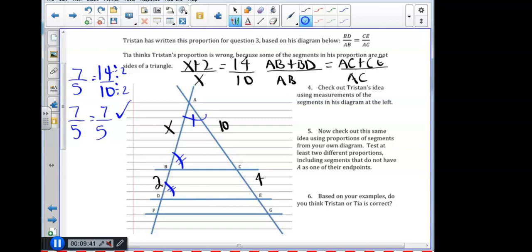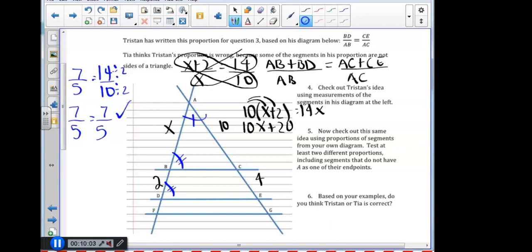divided by 10. Now, think about how we would solve this. We would have to cross multiply, which is one method to do this. So in this case, we would get 10 times the quantity x plus 2 equals 14x. And we would keep going to solve for x. So we could distribute the 10. 10x plus 20 equals 14x. Combine our x's, so minus 10. So 20 equals 14 minus 10 is 4. Divide by 4. And 20 divided by 4 is 5.